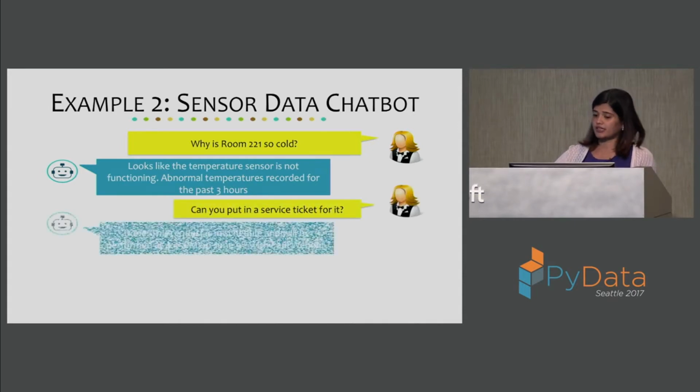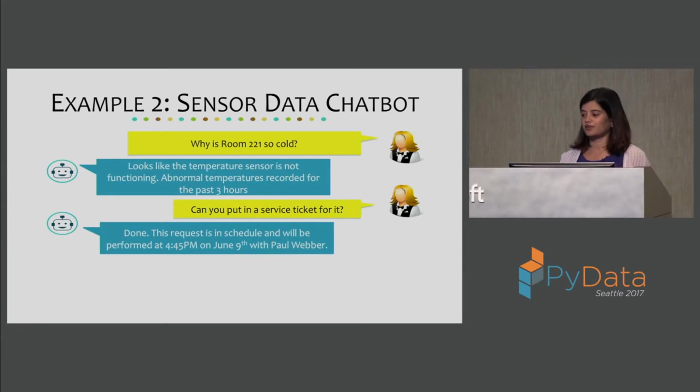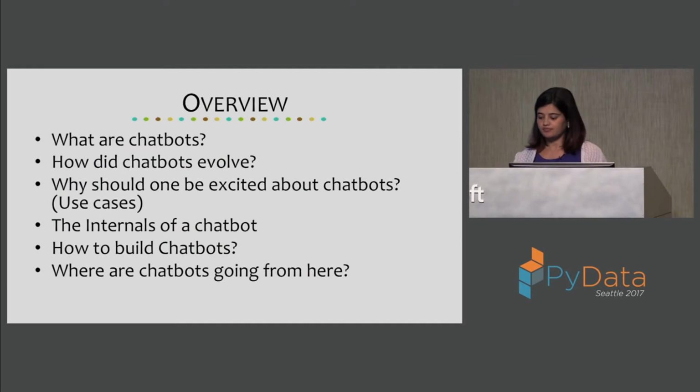Can you put in a service ticket for it? Done. This request is in schedule and will be performed at 4:45 p.m. on this specific day with this specific person. So the system is doing all of this repetitive and manual work for us, and we don't need to worry about doing that as human beings.